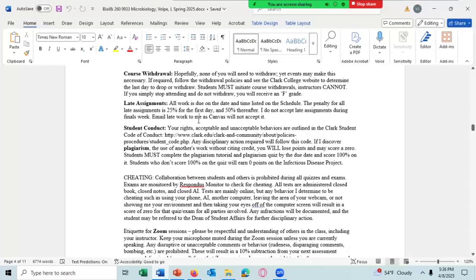Late assignments, all work is due on the due date. And if you cannot submit it, that means Canvas is closed because it's past the due date. You must send me all late work through email. And late work will get a 25% penalty for the first day it's late, and then a 50% penalty for all other days it's late. I do not accept late assignments during finals week, but you can turn it in right before finals week. Any question about any of that?